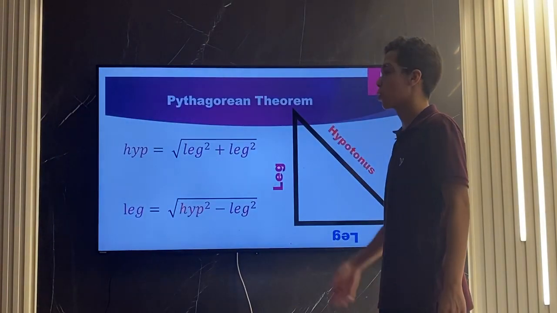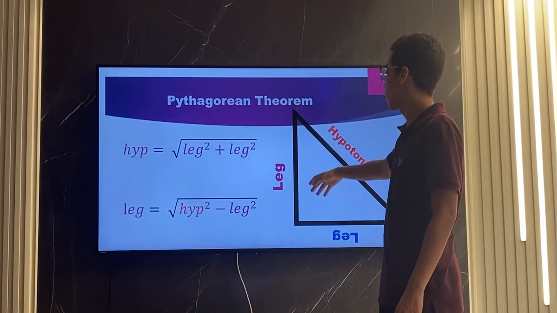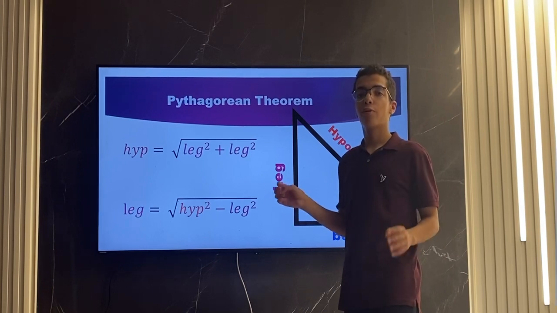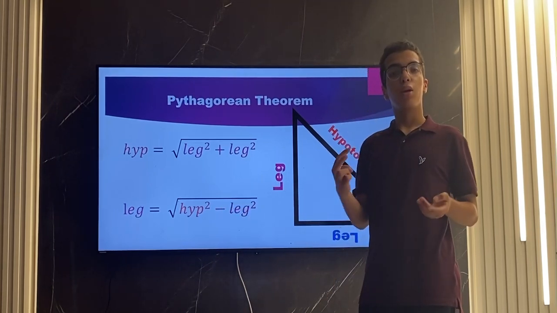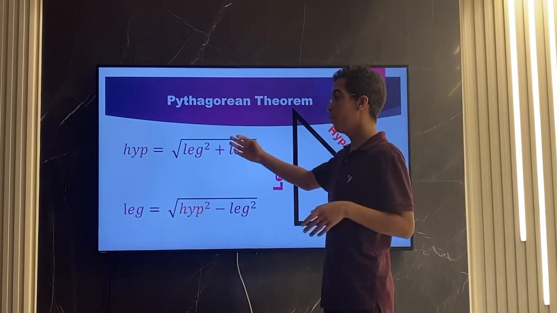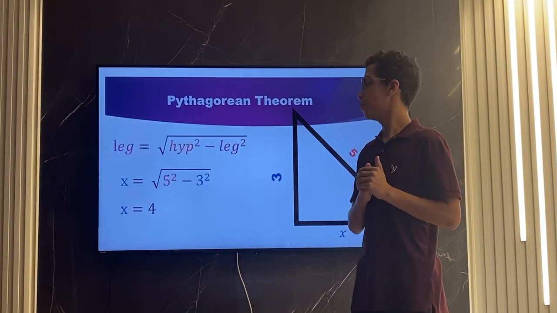Let's start. The first thing is the Pythagorean theorem. We use it to find the missing side in a right triangle. If we're given a hypotenuse and a leg, we use this formula to find the missing leg. And if you're given two legs, we use this formula to find the hypotenuse.